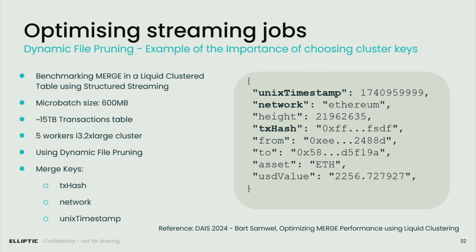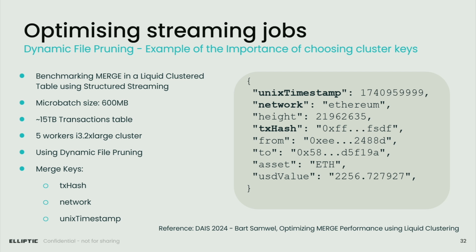From is the sender, to is the receiver, asset is intuitive already, and USD value is the amount of money that the sender has sent to the receiver, right? And essentially, what we want to do here is store these transactions in the transactions table, right?